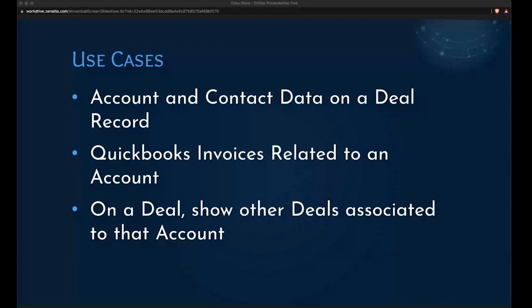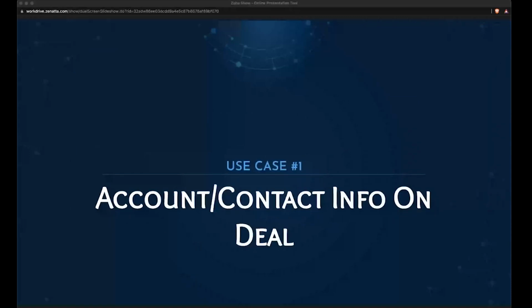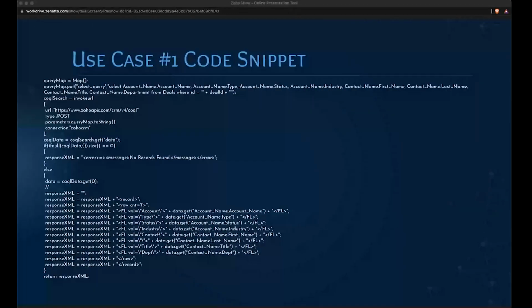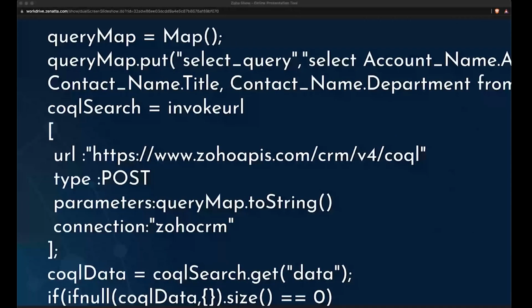So let's start with number one, the account and contact info on the deal. I've got the code snippet here. Let's take a look. Starting off, I'm just doing a COQL query, which I think has been talked about in Zoho Developer Hangouts before, but if you have not been using COQL queries, they are the best thing ever. You've got to get on the COQL train.